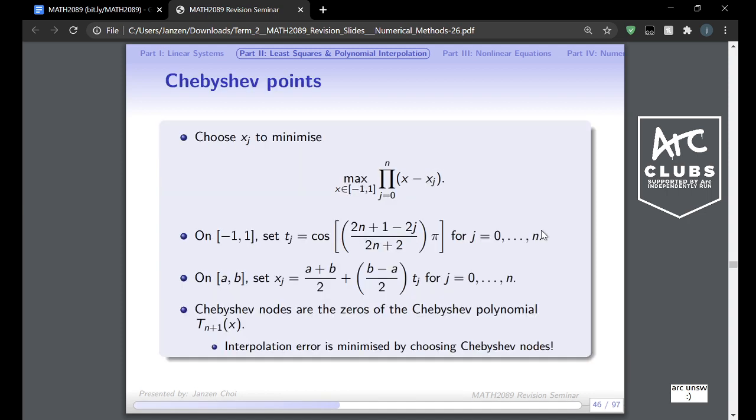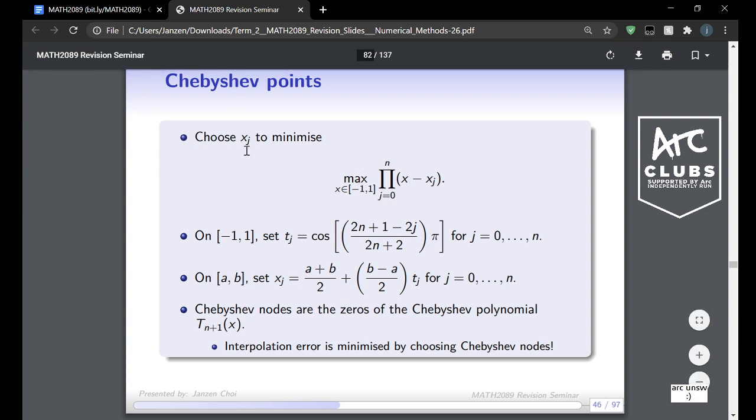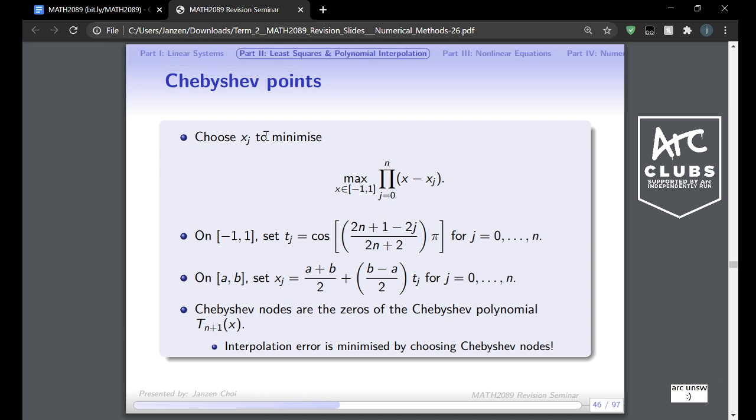So the goal of reducing the error is the whole idea of the Chebyshev points. The Chebyshev nodes or Chebyshev points represent the optimal xj values, such that this expression here and subsequently the interpolation error is minimized. For an arbitrary interval [a, b], we can evaluate the xj values via this expression here, where the tj is represented by this cosine expression.